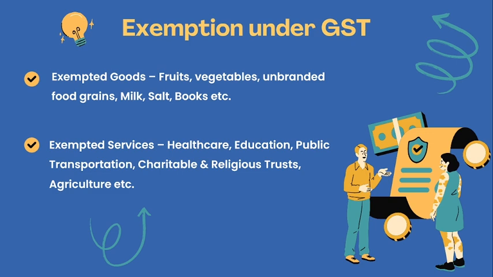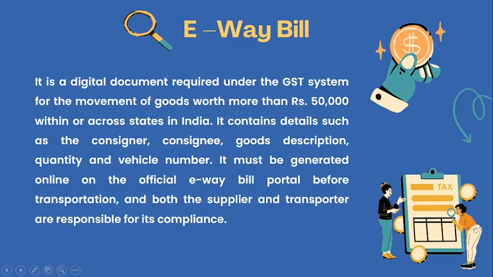Now let's discuss about e-way bill. An e-way bill, which is known as electronic way bill, is an online document generated on the GST portal to authorize the movement of goods from one place to another. It helps ensure compliance with GST laws and prevents tax evasion by tracking goods in transit.